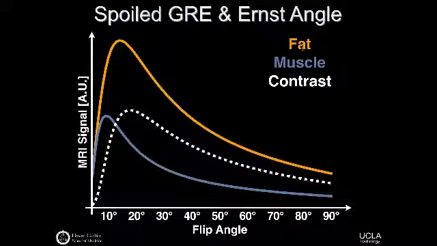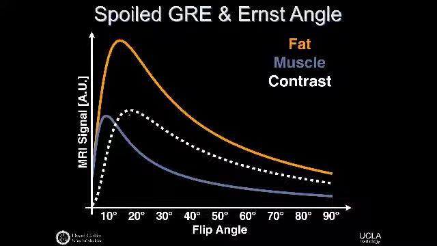Maybe it's 15 degrees. Or you want the highest muscle signal, and that means you have to choose a different flip angle. Or maybe what you want is the most contrast between fat and muscle, in which case you have to use yet a different flip angle. The real take home here is that the flip angle has to be well chosen and higher is not better. And so here's some quick images, again, taken through the knee.